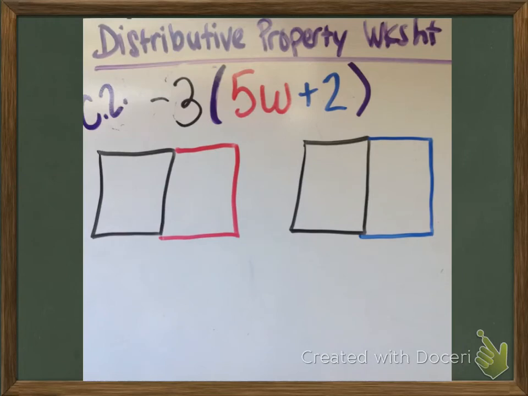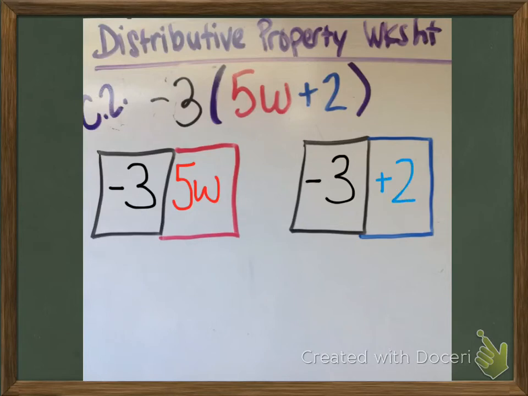Now look at C2. Negative 3 times the quantity of 5w plus 2. What do you think the answer is? You're multiplying with the negative 3, so bring that down to the black boxes. Then bring down your 5w, which is a positive, and your positive 2.